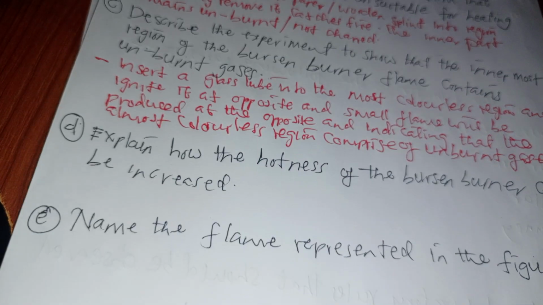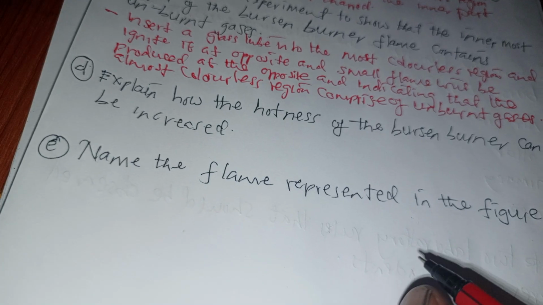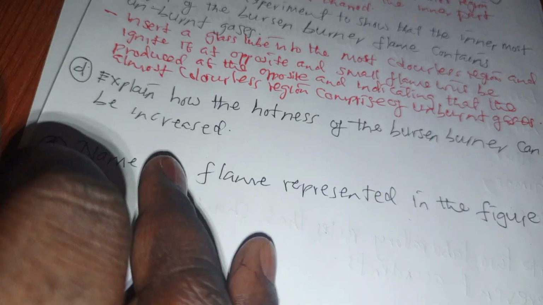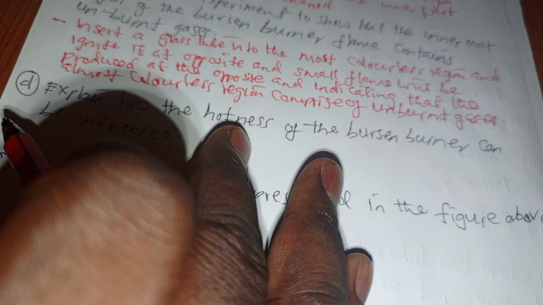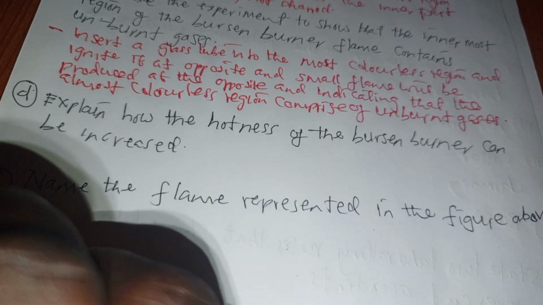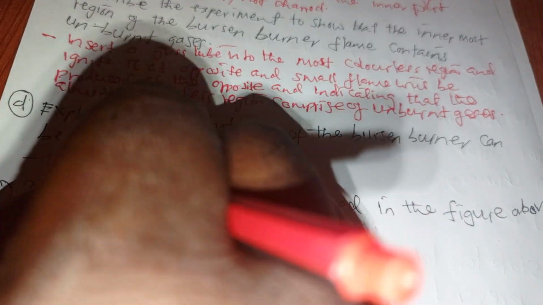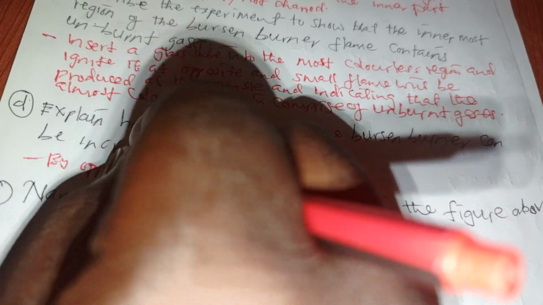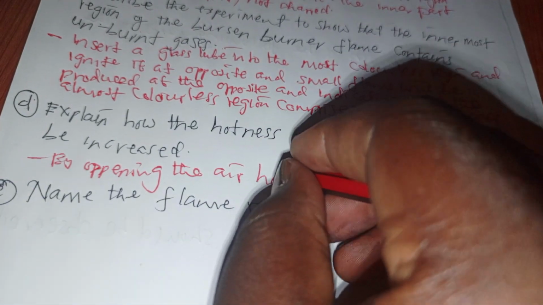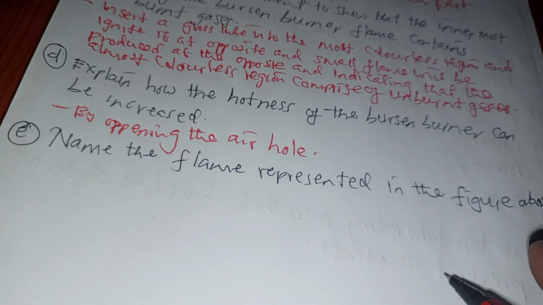So I'll go to the next question, which says, question D. Explain how the hotness of the Bunsen burner can be increased. So how can we increase the hotness of the Bunsen burner? So you can say by opening the air hole.